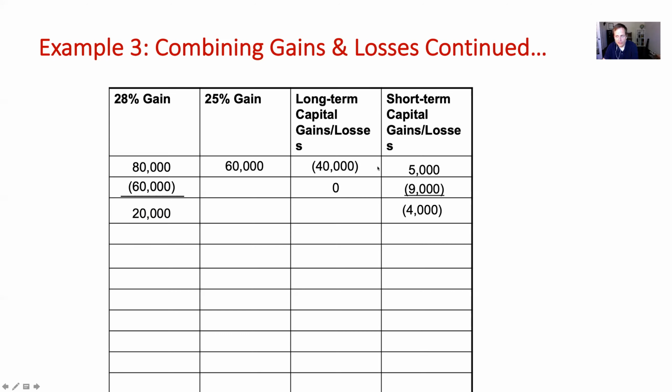So I have this loss, it's on the long-term side, and I have to use it on the long-term side first. So first I'm going to go back up to the highest category, and I'm going to use this loss here to offset this gain. $20,000, right, of the 40 I can use to bring this down to 0. Next, I'll move to the next highest rate, and the remaining 20 can reduce this unrecaptured 1250 gain, bringing it down from 60 to 40. All right, I've used up this loss.